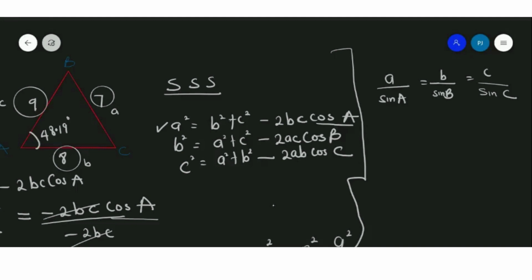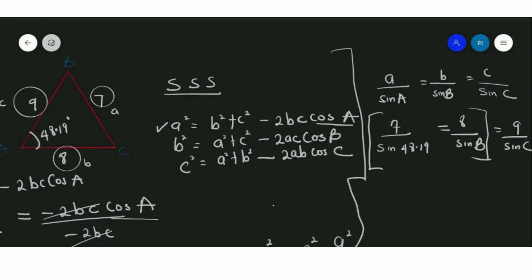Okay, so I have my A. A is 7 over sine A, which is 48.19, is equal to, what is my B? My B is given, which is 8 over sine B, which is equal to my C, which I already have, 9 over sine C. So I can already use this one here to find the value of my B. So let's find the value for B.